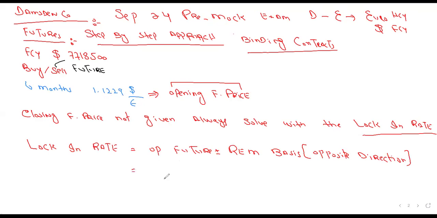The opening future we have already selected: 1.1229. Now we have to compute the remaining basis. Remaining basis formula: opening spot minus opening future. Guys, what is the current spot rate that has been given to you in this question? Can anyone tell me? Tell me, guys. One point double one double nine. 1.1199. Well done. This was given, 1.1199.